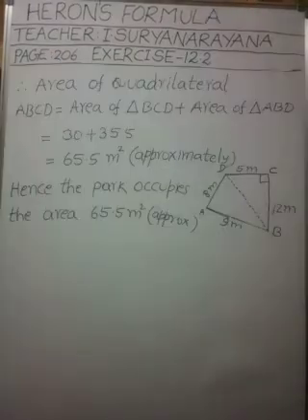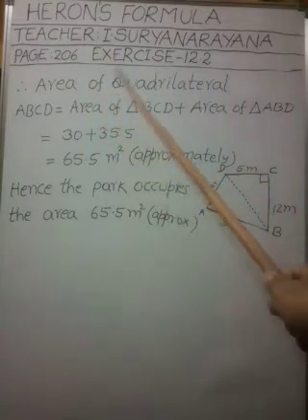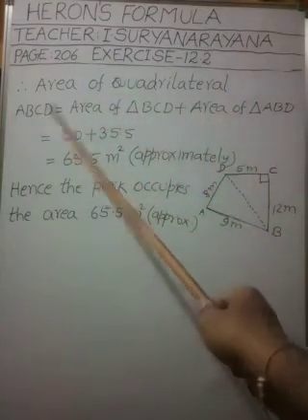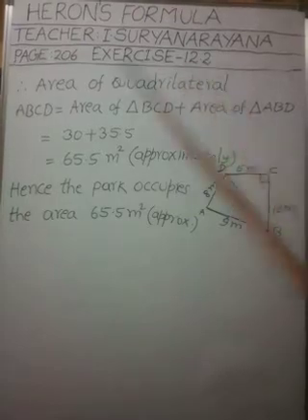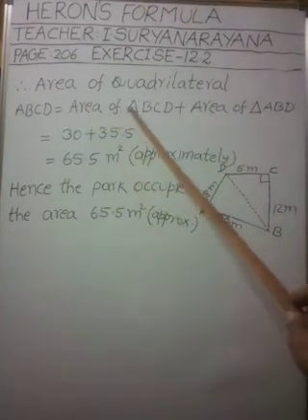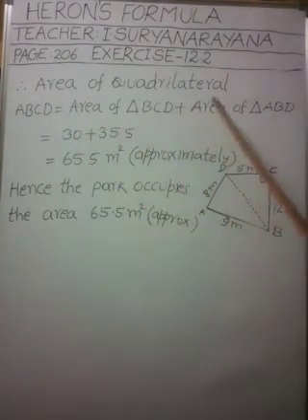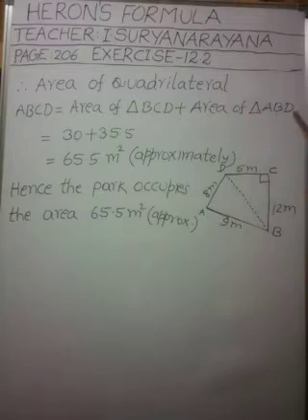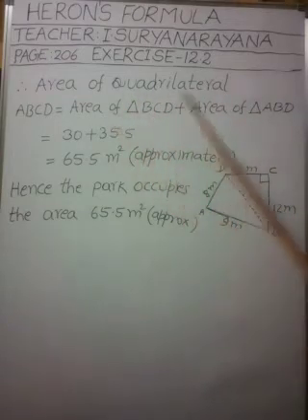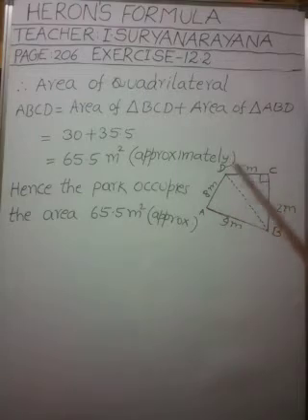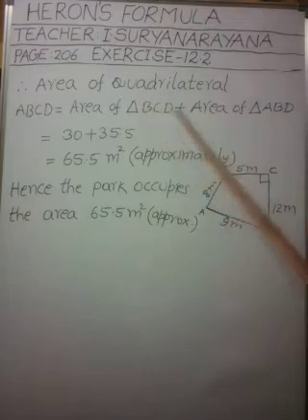Now come to the area of quadrilateral ABCD. Therefore, area of quadrilateral ABCD is equal to area of triangle BCD plus area of triangle ABD. By adding the areas of these two triangles, we get area of quadrilateral ABCD. Isn't it, my children? Yes. So we wrote this step. Understood this step, my children?